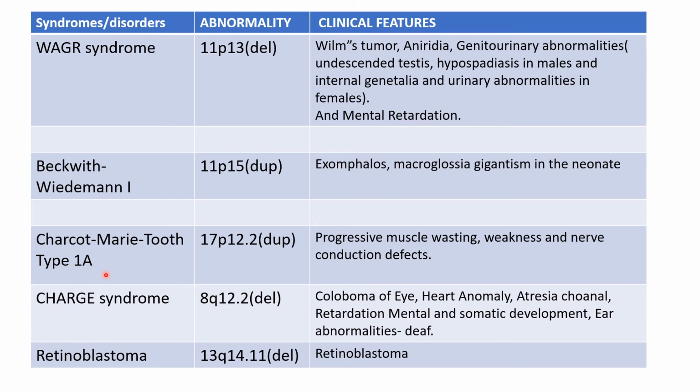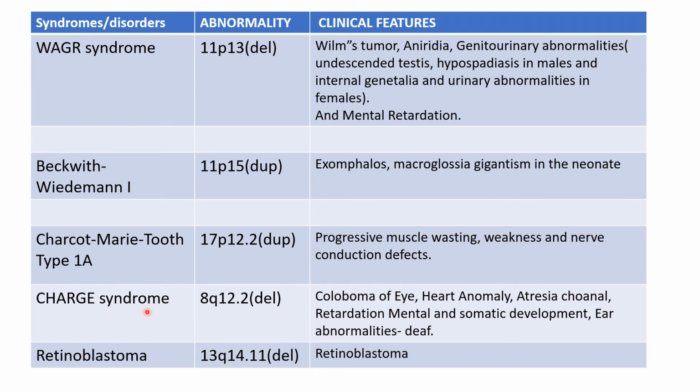Charcot-Marie-Tooth type 1A syndrome, where the chromosomal defect is duplication in the short arm of chromosome 17 at region 1 band 2 and subband 2. Individuals with this defect present with progressive muscle wasting, weakness and nerve conduction defects.